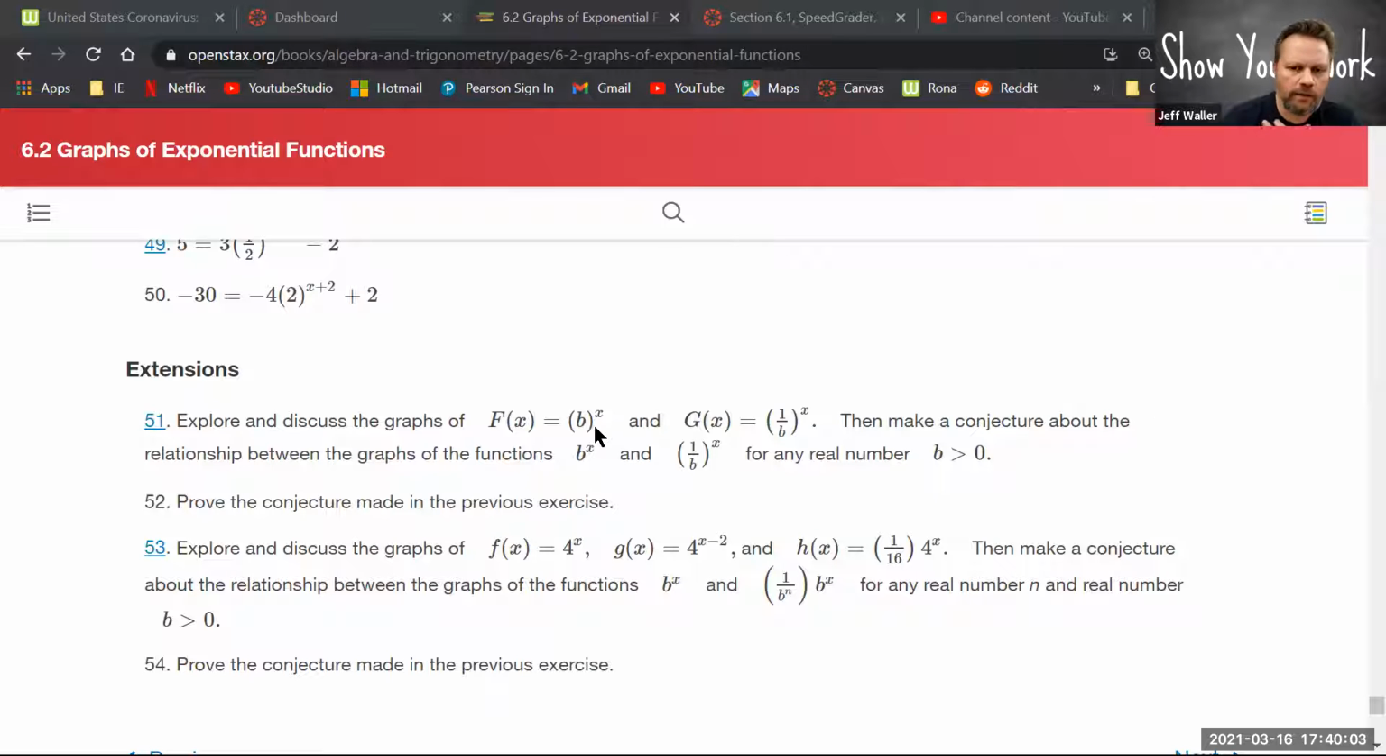In your calculator, graph 5 to the x and 1 over 5 to the x, and then just see if there's any connection. Then do 4 to the x and 1 over 4 to the x, and 3 to the x and 1 over 3 to the x. And just, is there a connection between them? Is one the other one flipped? Is one the other one moved over by 7? Does that make sense? See if there's a connection between them. Is there some graphical similarity? Is one the mirror image of the other one? That kind of thing.